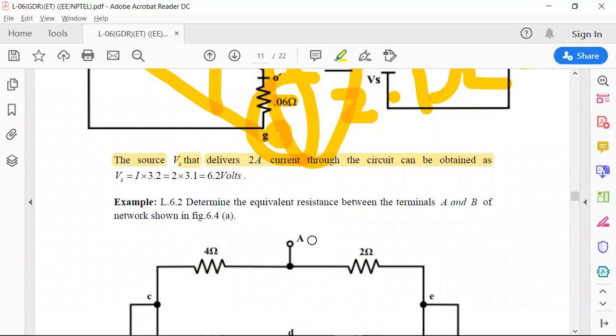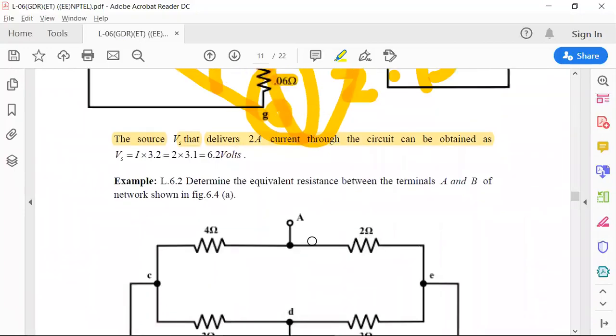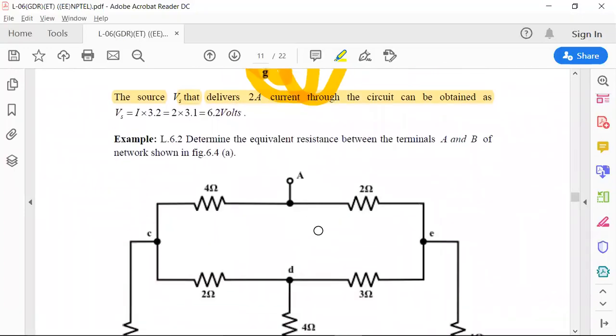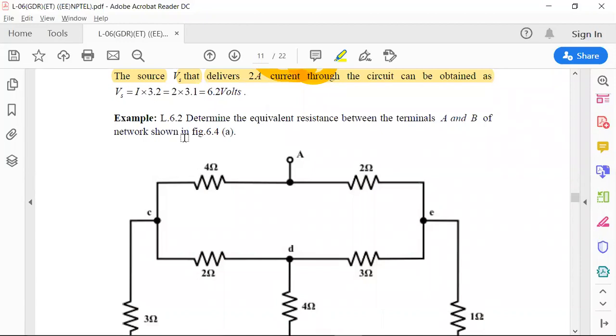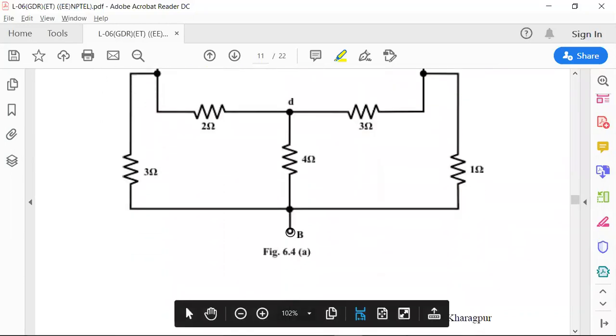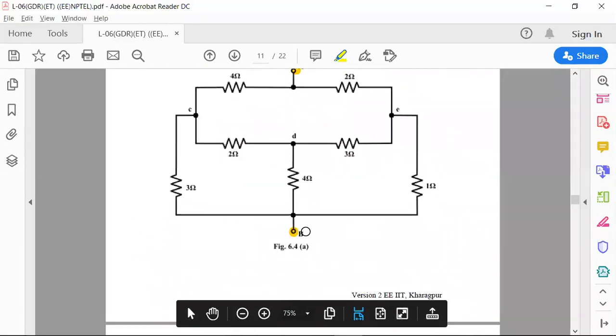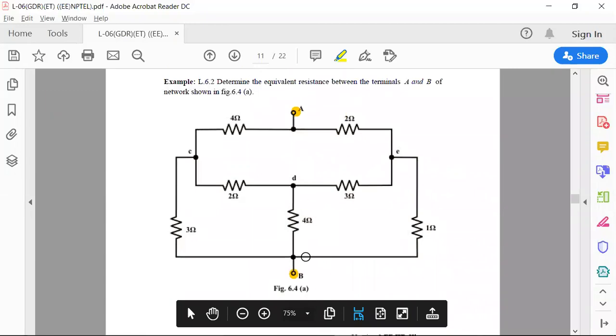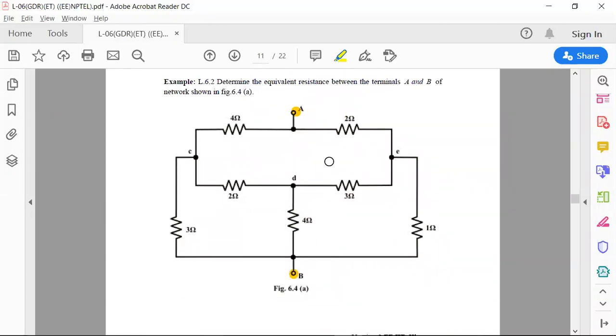Now let me see the next problem. This is a very important problem and most repeated from the examination point of view, especially in the competitive field. Determine the equivalent resistance between terminals A and B. So here this is A and this is B. You need to find the resistance between A and B.